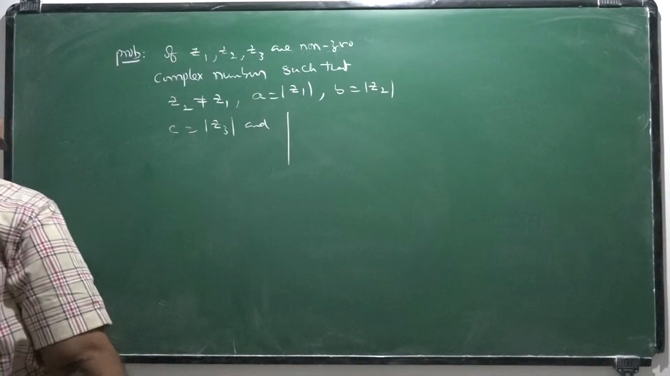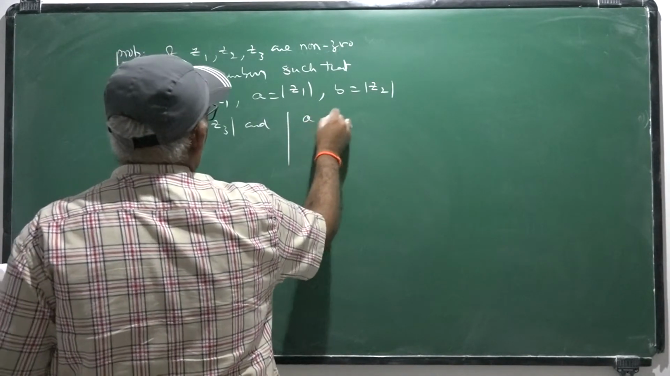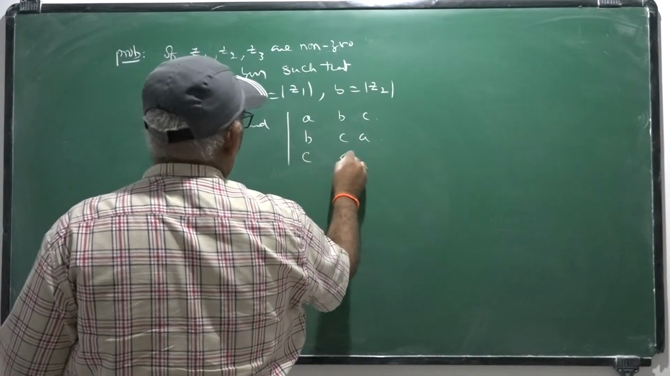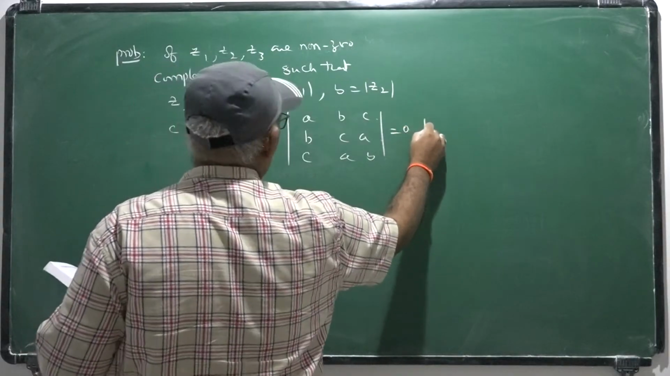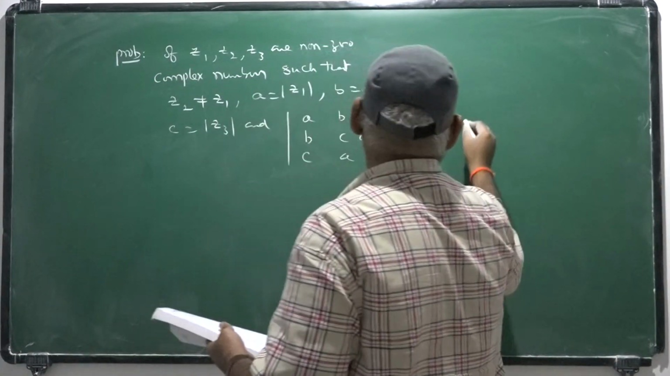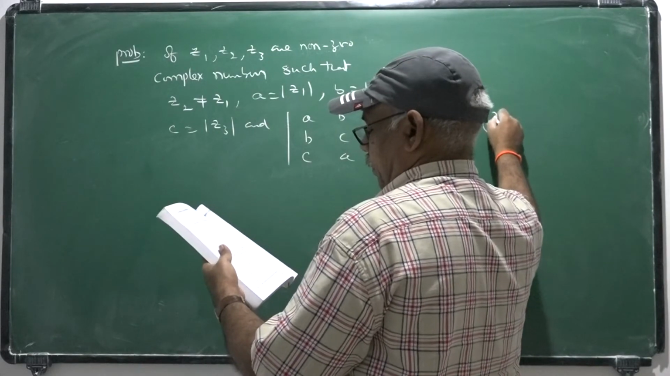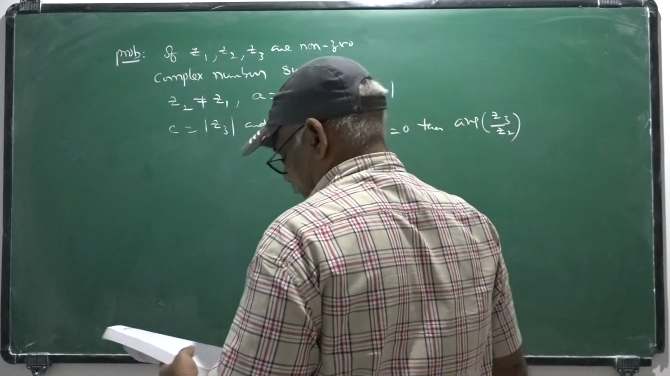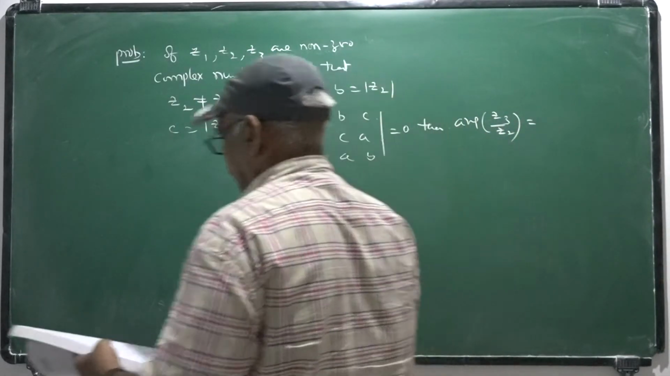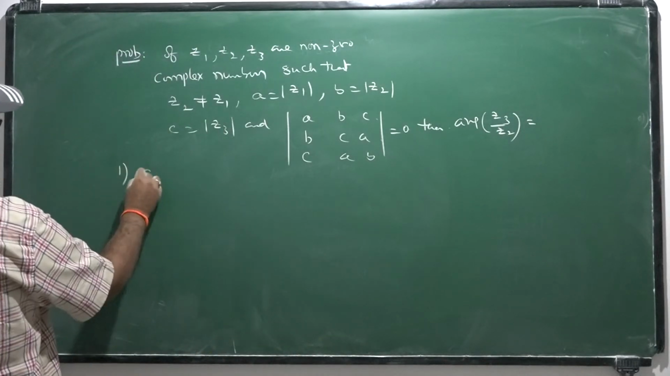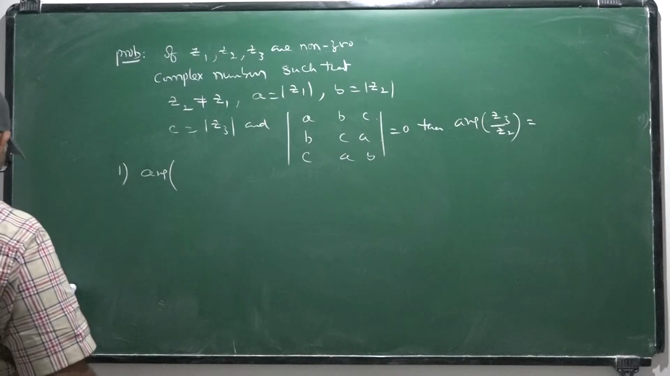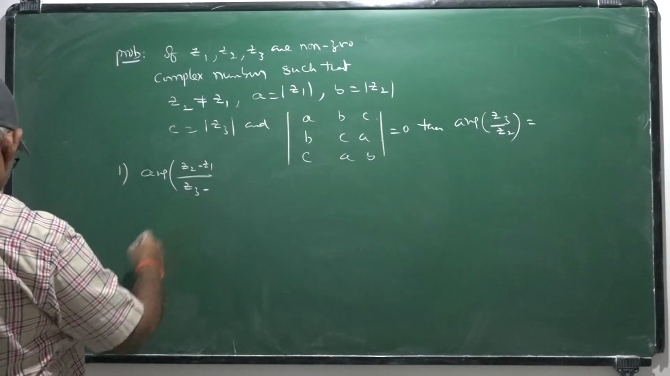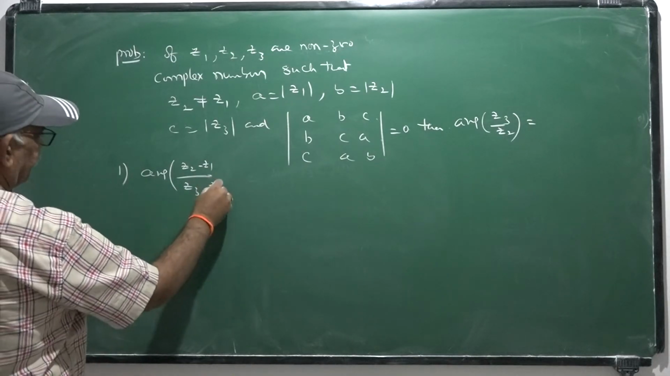and the determinant of A, B, C, B, C, A, C, A, B is 0. Then the argument of Z3 by Z2 is equal to, of course in terms of the options given, first, the argument of Z2 minus Z1 by Z3 minus Z1 whole square.